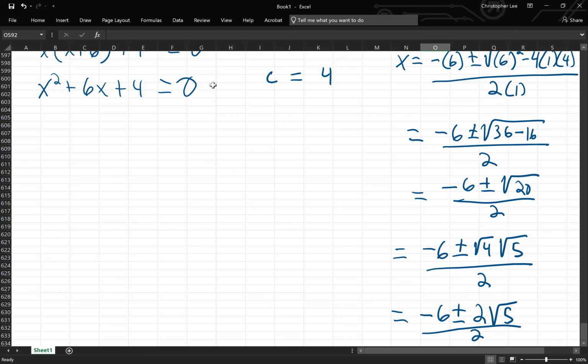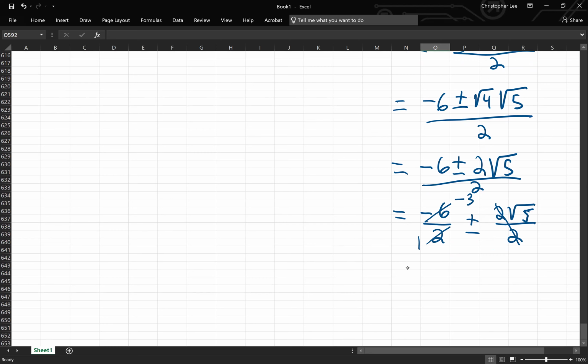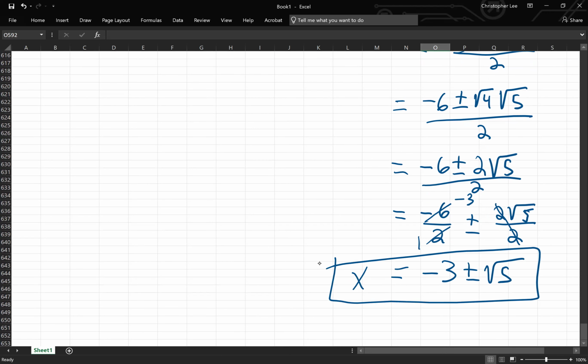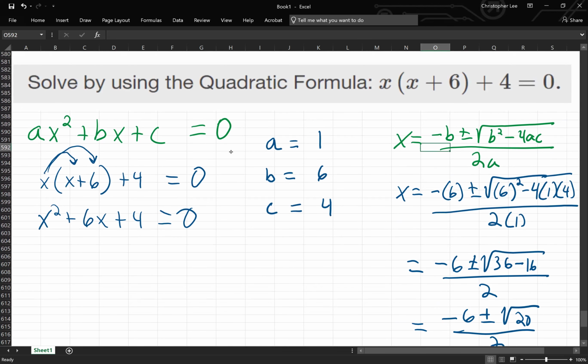And then we could simplify this down just a tad bit more, right? We could make this negative 6 over 2 plus or minus 2 square root 5 over 2. These 2's will cancel. 2 goes into 2 once. 2 goes into negative 6, negative 3 times. Final answer: X equals negative 3 plus or minus square root 5. And that's it. Questions on this, anybody? That's where we started from up here.